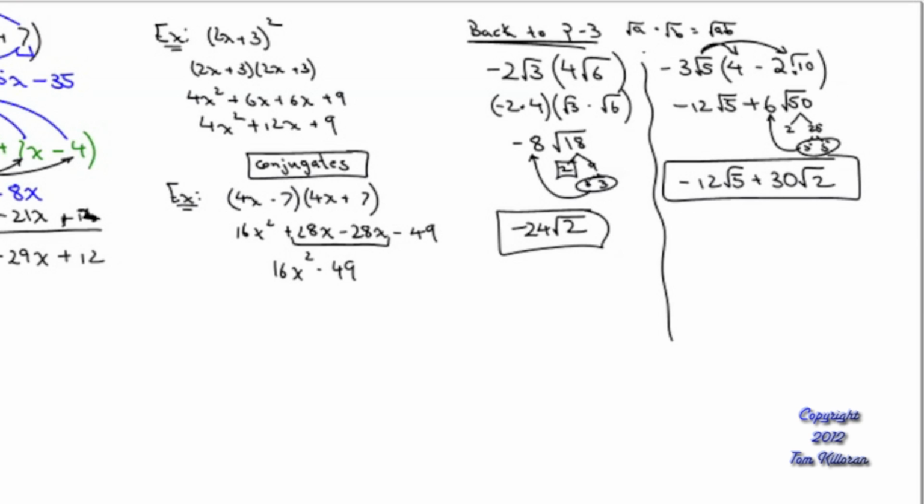Isn't this easy? Yes, it is. This is nice. Radicals behave like polynomials. So if it works for a polynomial, it'll work for a radical.